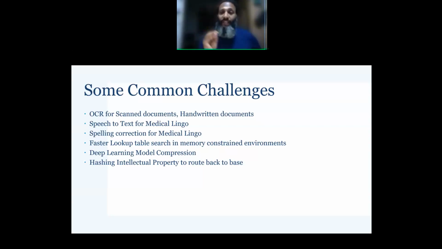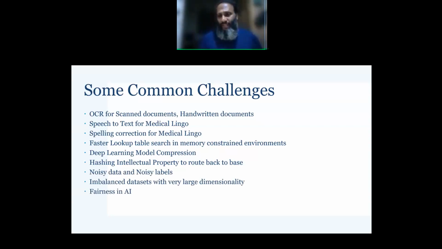And there are some more standard problems, like how do you handle noisy data, noisy images, and data with noisy labels, noisy annotation, erroneous annotations? The natural behavior of healthcare data is imbalance, so how do you deal with imbalance? When the data dimensionality is huge, how do you deal with it? And finally, how can you be fair when you deploy an AI solution? So these are some standard problems.